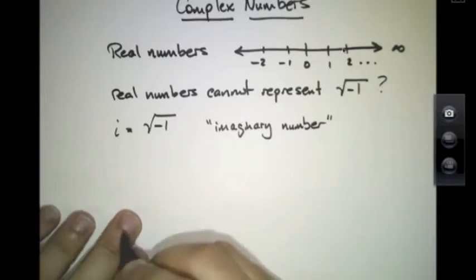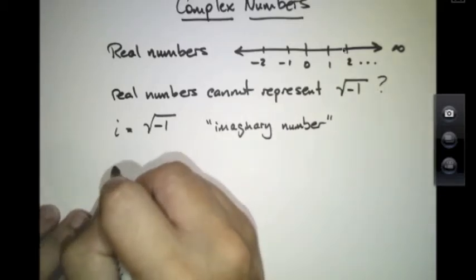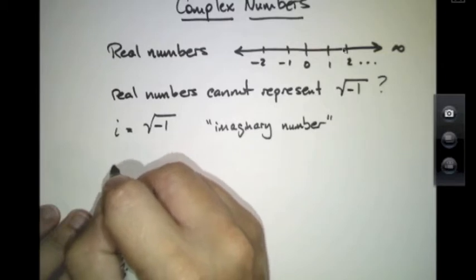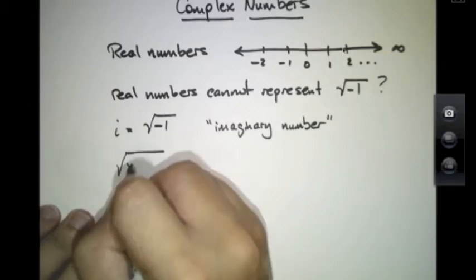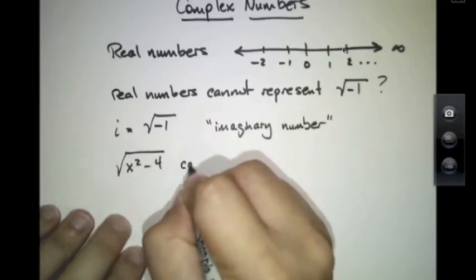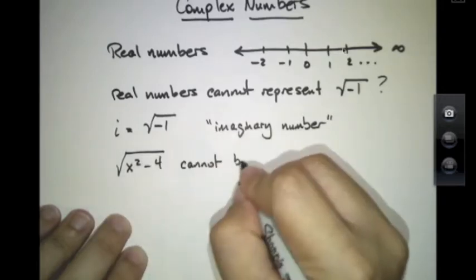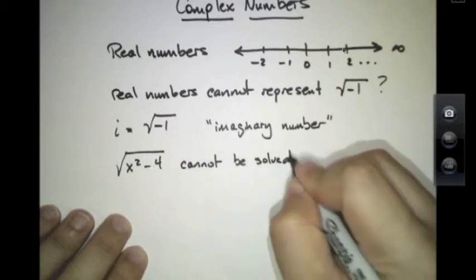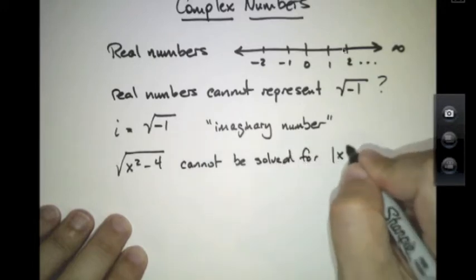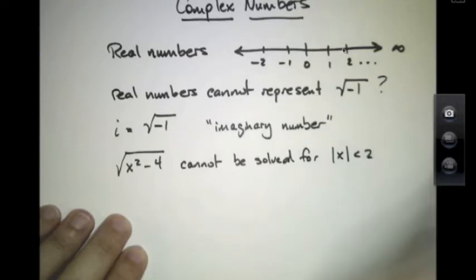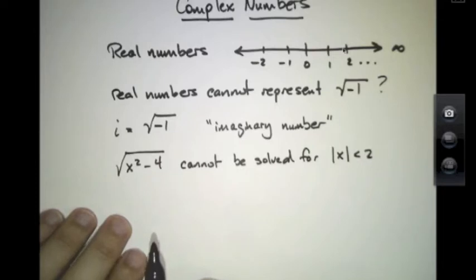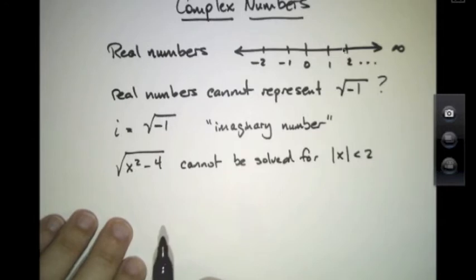So with this concept of i, we're going to be able to solve algebraic expressions which the real numbers can't help us with. For example, things like this are not computable within the real numbers for real numbers x, which have absolute values less than 2. But it will be solvable amongst numbers that involve this thing called i.